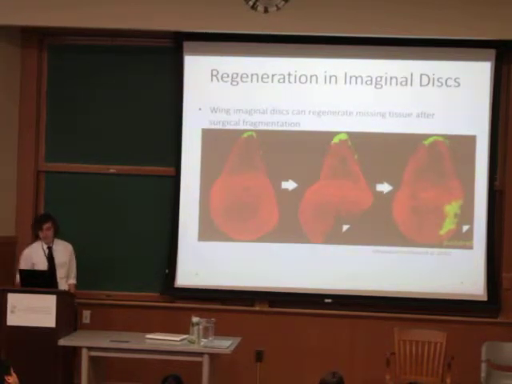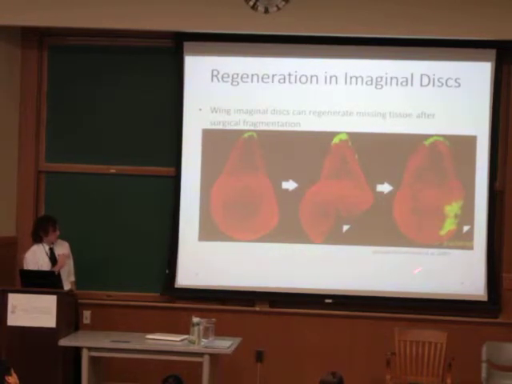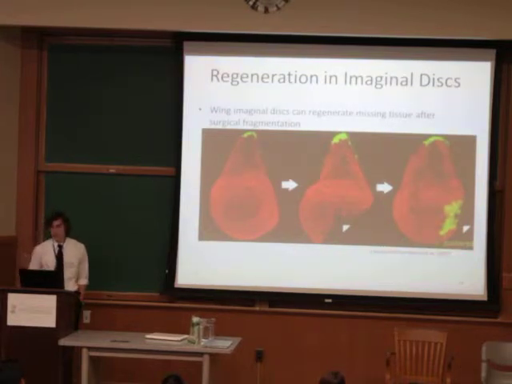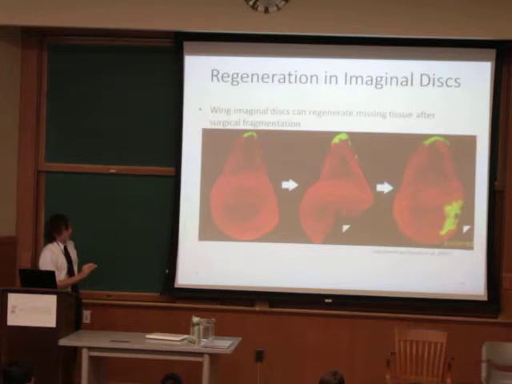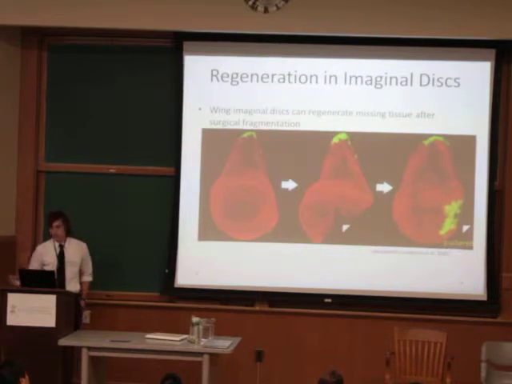Additionally, we're able to use immunofluorescence to look at gene expression within the disc. So as you can see here marked in green, this is a gene called puckered, which is known to be involved in regeneration. And as you can see, in the tissue that's regenerating, we have puckered expression, whereas in the rest of the disc it doesn't seem to appear very much.